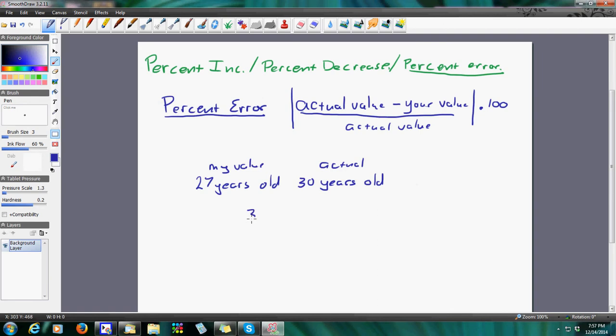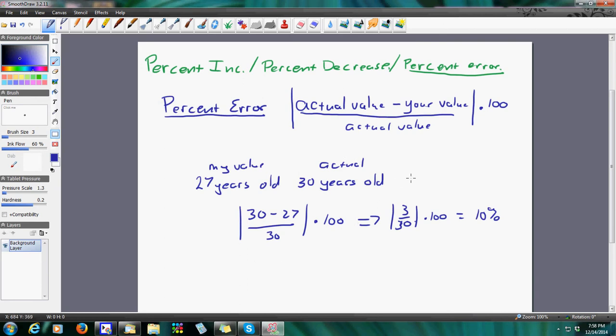So I take 30 minus 27, and I divide it by 30 because that's my actual. And like I said, it's going to be times 100. So 30 minus 27 is 3. So what happens is I get 3 out of 30 times 100, which gives me 10%. If you multiply 3 out of 30 times 100, you're going to get 10%. So I was off by 10%. My percent error was 10%.